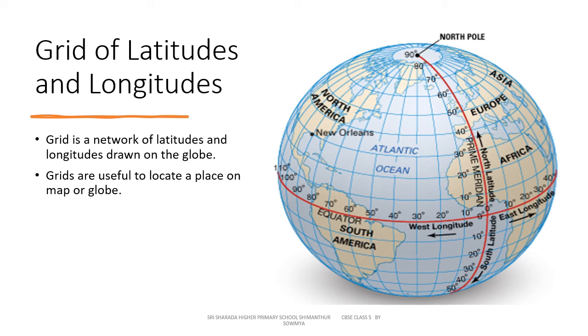The latitude of Mumbai is 19 degree N and the longitude is 73 degree east. The location of Mumbai will be at the point where the parallel of 19 degree N and the meridian of 73 degree east intersect each other. Thus the grid helps us locate any place on the globe or on the map.